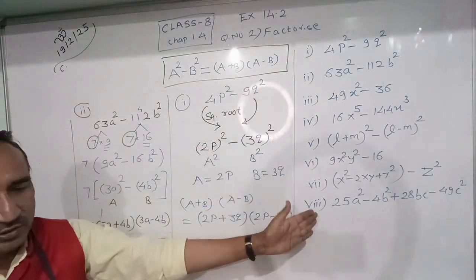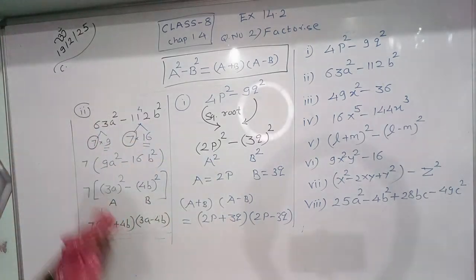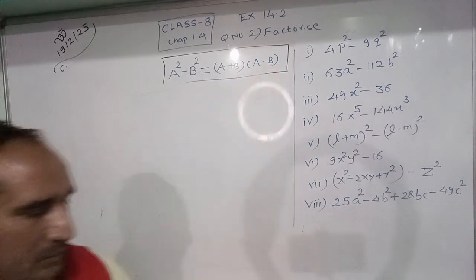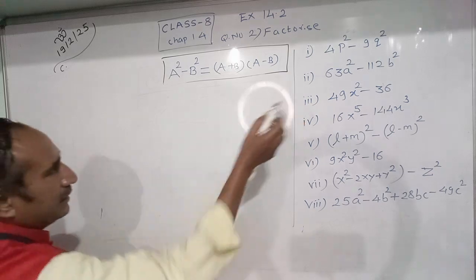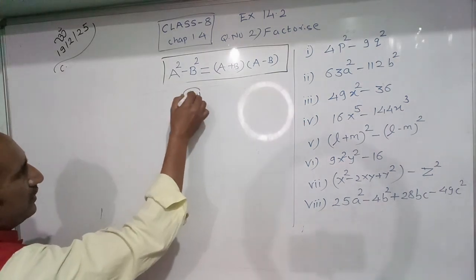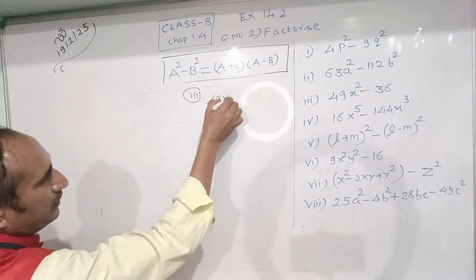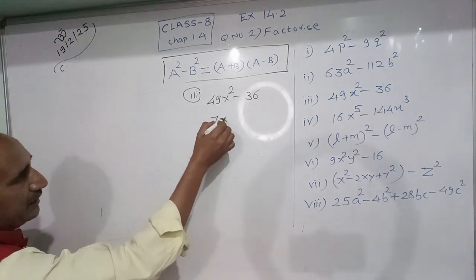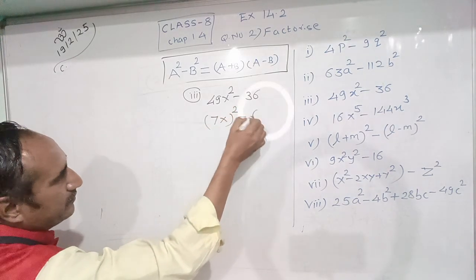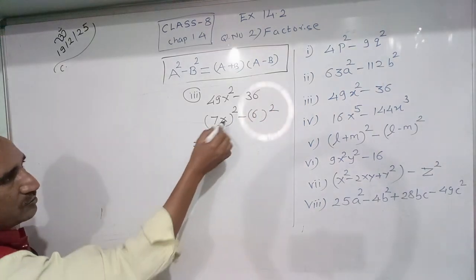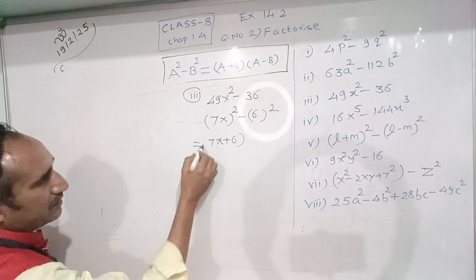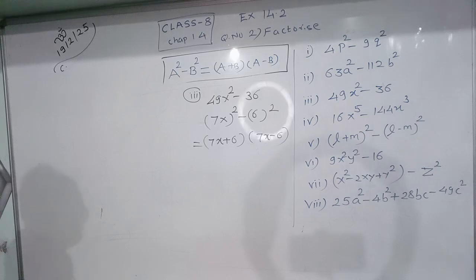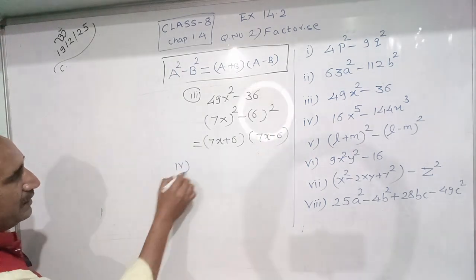Let's see the solution of the rest of the questions. So again, this third one we just now discussed, but we'll write it down in detail. This time I am going to make use of the direct one: 7x bracket square minus 6 bracket square. So what are the factors? 7x plus 6, 7x minus 6. Move to the fourth one.